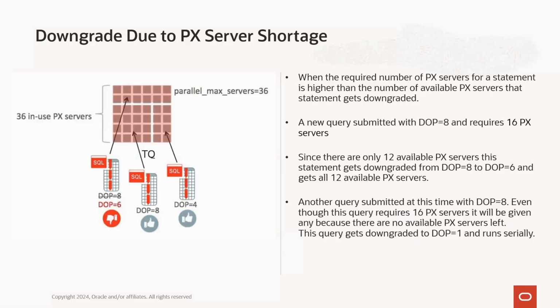What happens if further queries come with a DOP of 2 or 4 or 8? As long as the slaves are available, the query will get them. If there are no PX servers available, then the query will run in serial mode. So this is where we can see the downgrade happens. This will be in case of parallel degree policy set to auto.